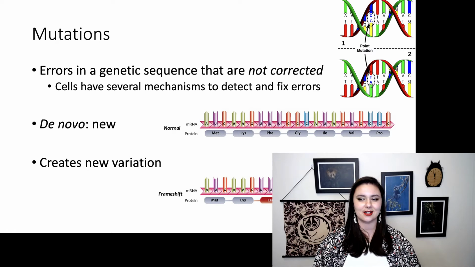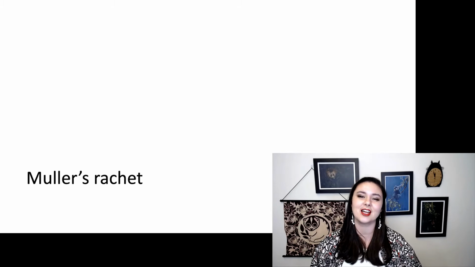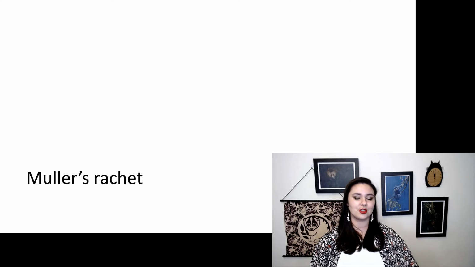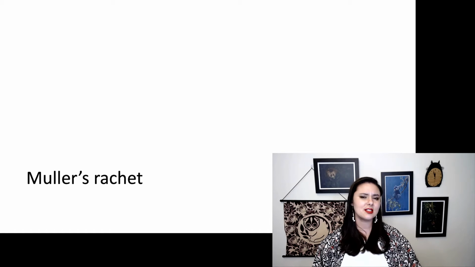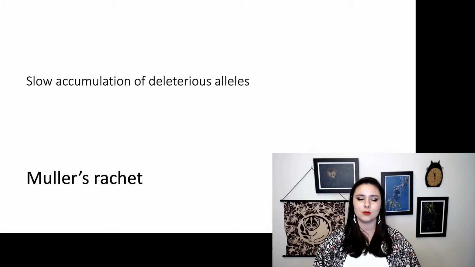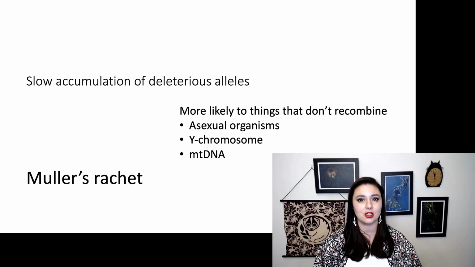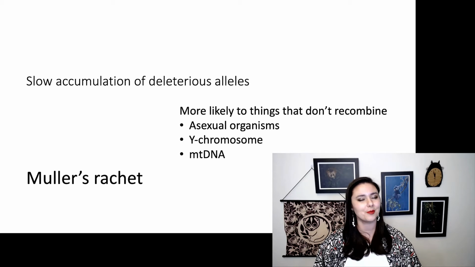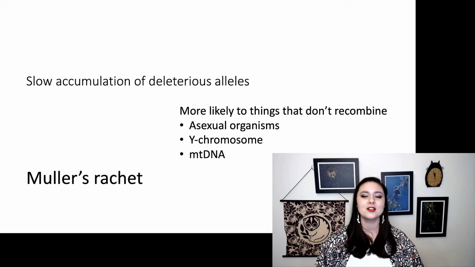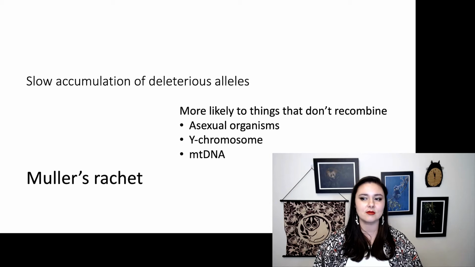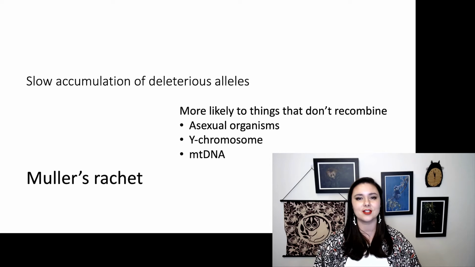One specific idea within mutation is Muller's ratchet, of course, proposed by Muller, and this is the idea that there is the slow accumulation of deleterious alleles. This does happen more likely in parts of the genome that don't recombine, so this means asexual organisms, the Y chromosome, and the mitochondrial DNA. By chance, most mutations are probably going to be harmful. It is easier to mess something up than to make it better. So that's why if you look at something that doesn't recombine, you're probably going to find a lot of deleterious mutations.